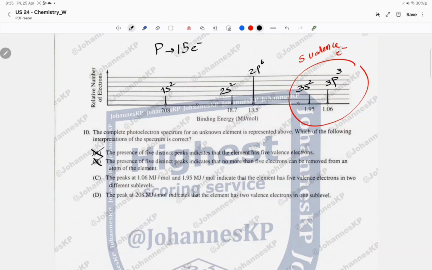B is out as well. The last 2 peaks are 1.06 and 1.95. They're distinct and they represent that we have valence electrons in different subshells or sublevels. So we're good there.